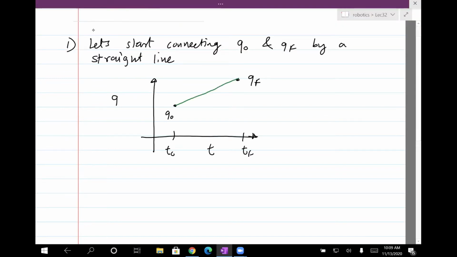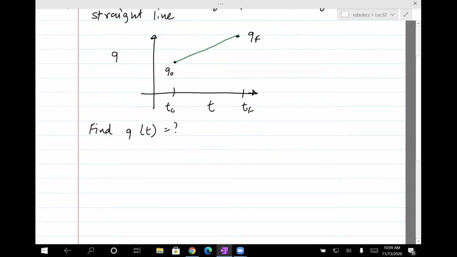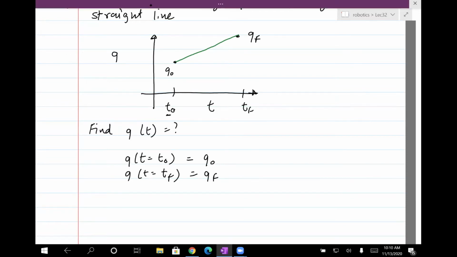Okay, so what we are after is to find Q as a function of time, right? Because once we have Q as a function of time, we can then send it to the robot joints, and the robot joint can execute that motion. So what we see is we want to ensure that at time t equals t0, Q equals Q0, and then at time t equals tf, we should have Q equals QF. Okay, so we notice here that there are two conditions.